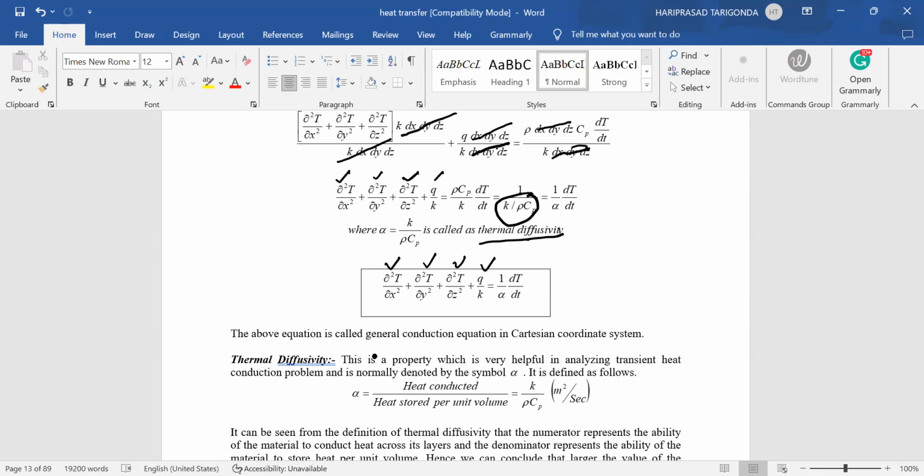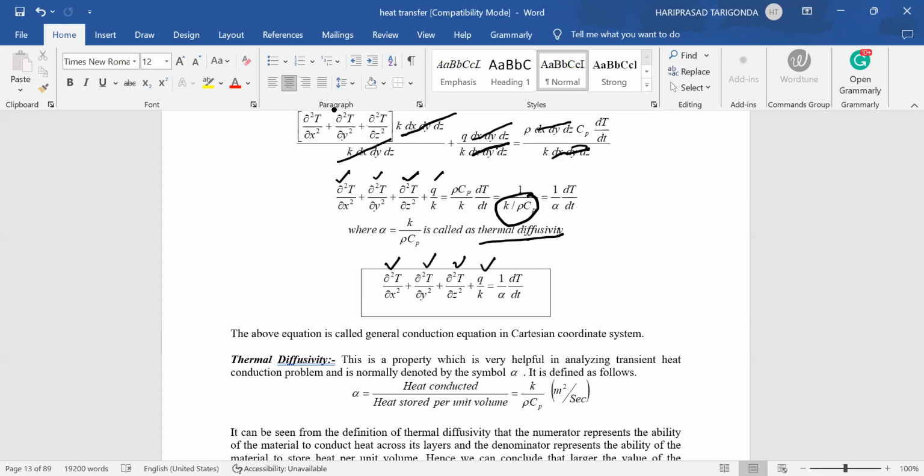Here alpha is called the thermal diffusivity. With the help of alpha we can find how fast heat will be diffused into the element. If alpha is very high, it means the K value is very high and the rho Cp value is very low.